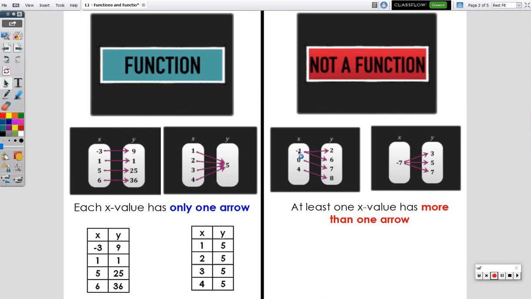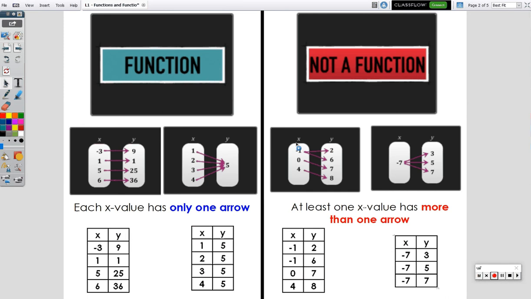Okay, so like this here, if I look at this table, this -1 is paired with this 2, and this -1 is also paired with this 6. So we can see when we look at it as a table that we have repeating x values. The way repeating x values look in a mapping diagram is that you have 2 arrows from the same x value.